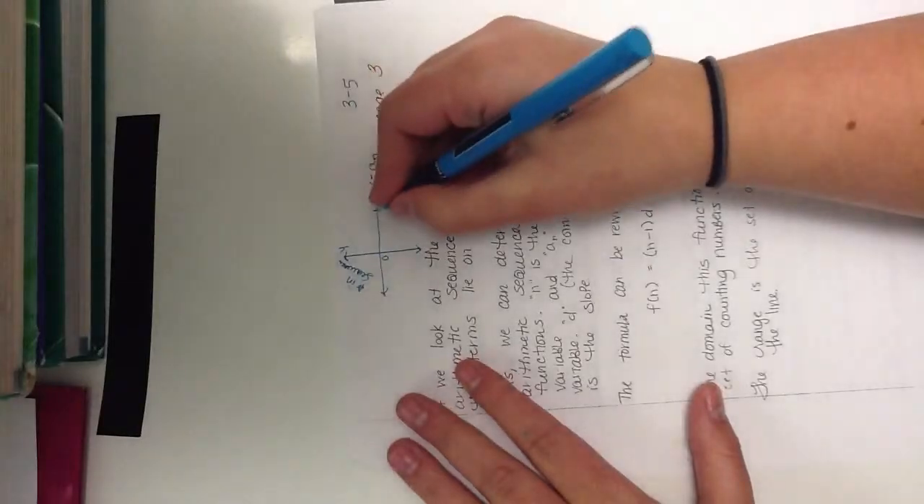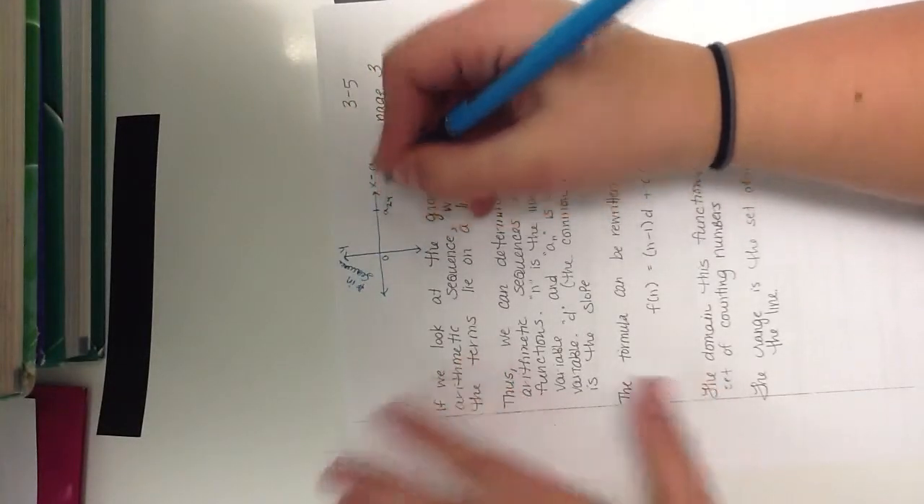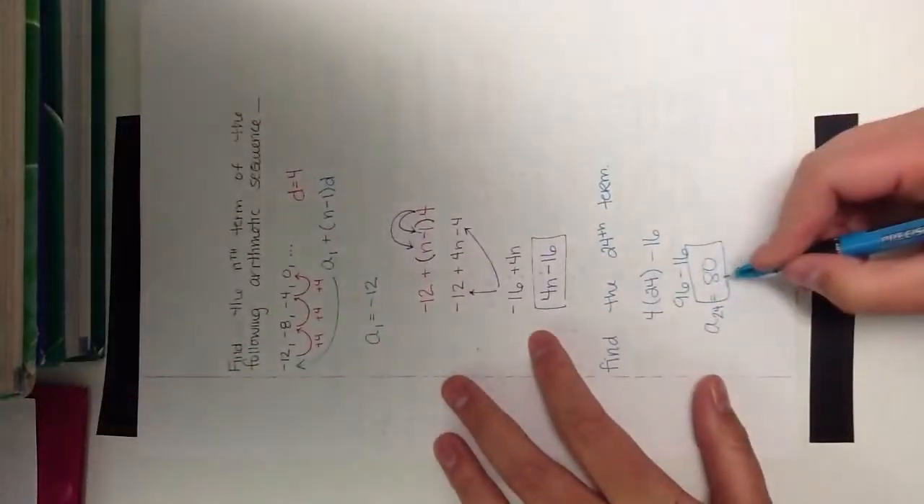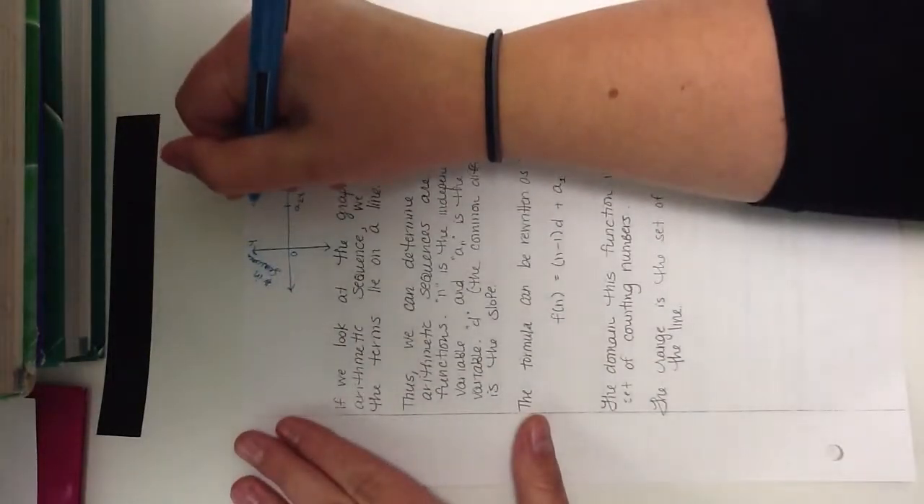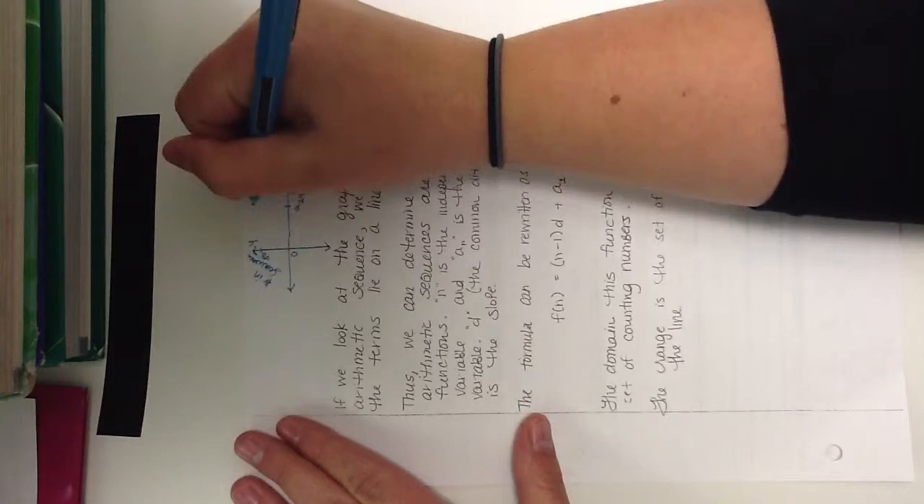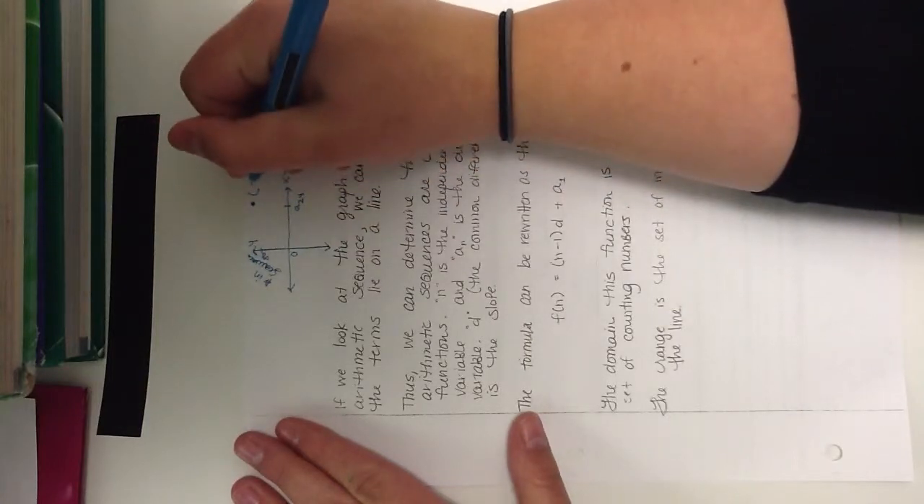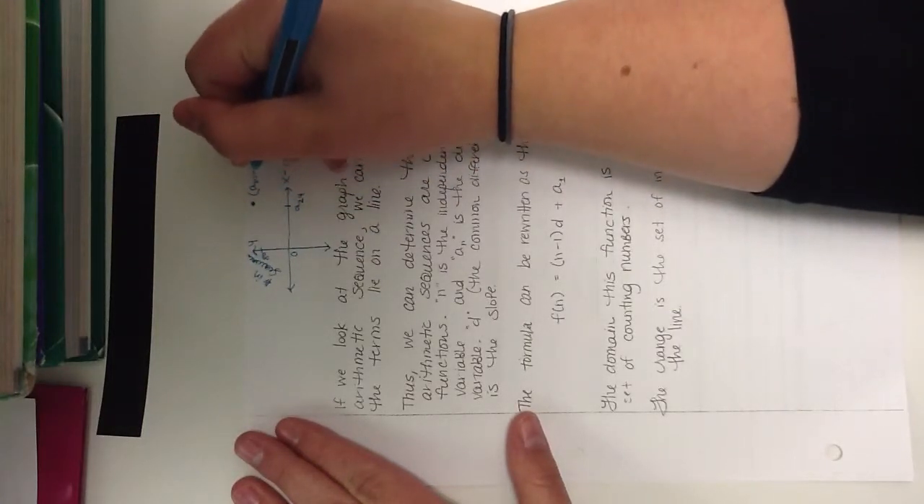So like back here, my a sub n was a sub 24. I would end up over here at a sub 24. And my final answer, or the number in the sequence, was 80. So I'd have a dot up here at 80. So my ordered pair would be a sub 24, comma 80. You're not going to have to graph these, I'm pretty sure, but just so that you get an idea of what it's going to look like.